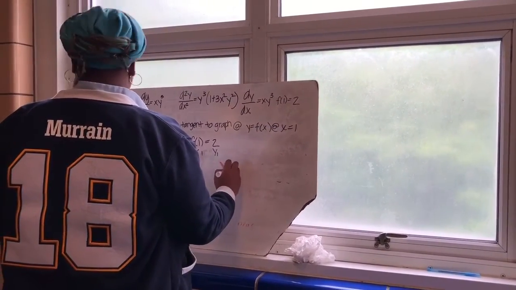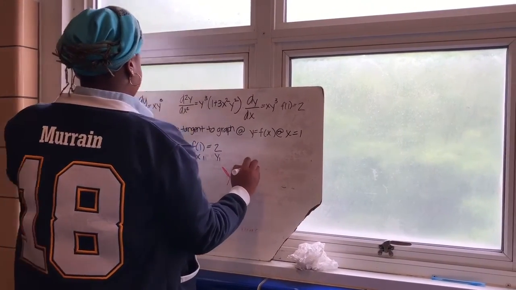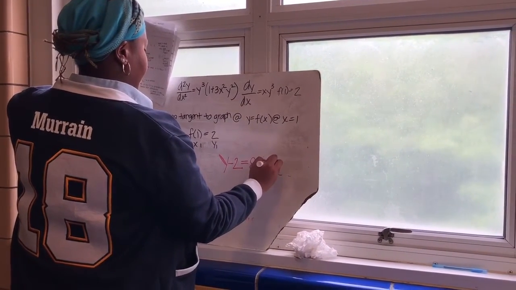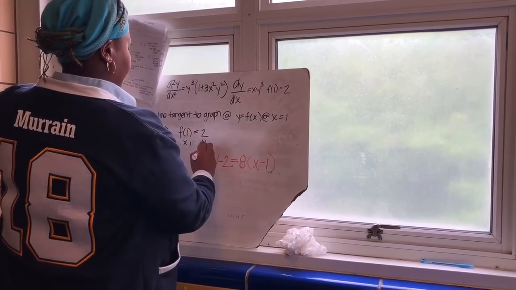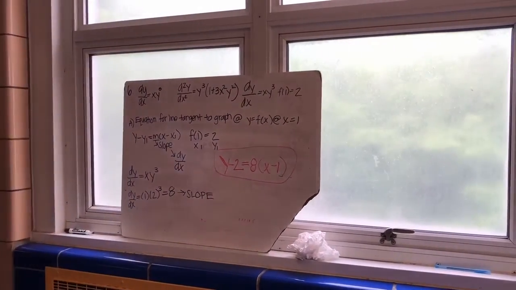So now you finally have our full equation, which is y minus 2 equals 8 parentheses x minus 1, which is your final answer.